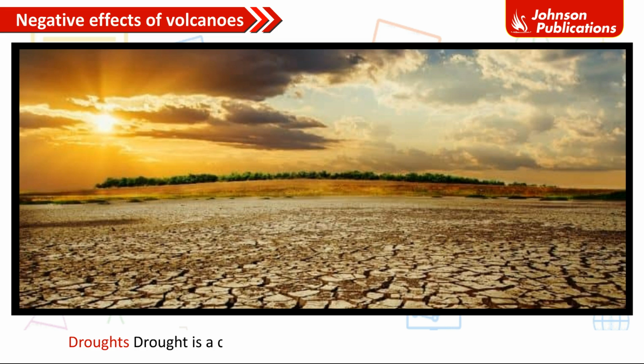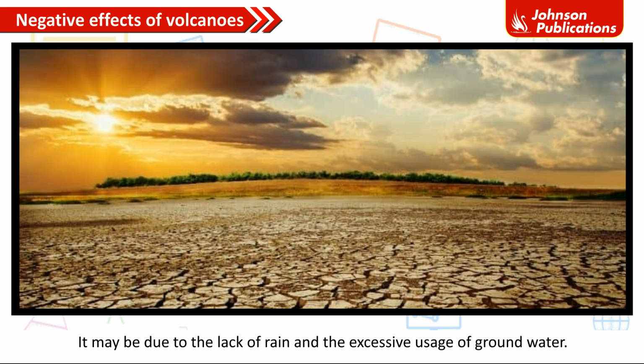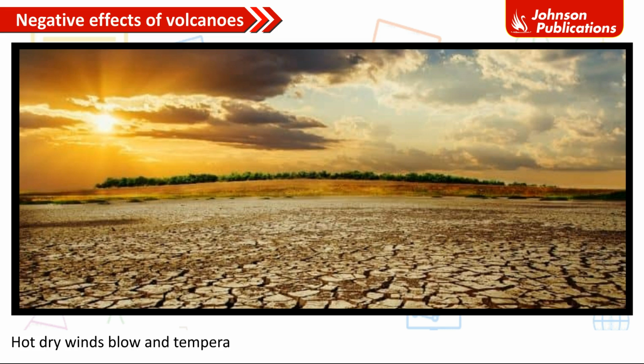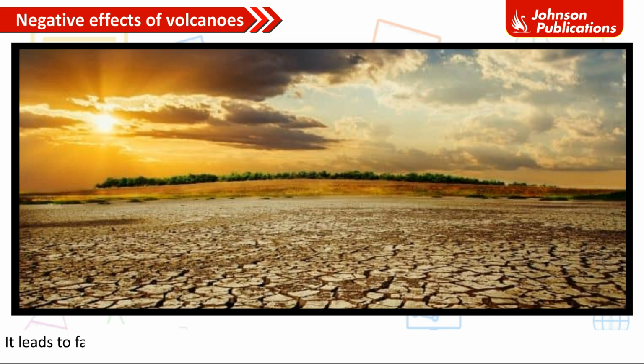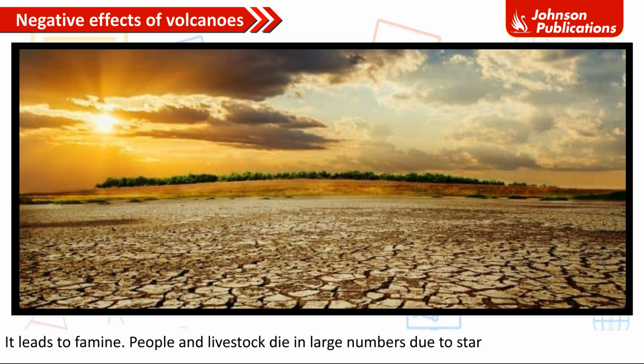Droughts. Drought is a calamity brought about by a severe shortage of water. It may be due to the lack of rain and the excessive usage of groundwater. Hot, dry winds blow and temperature shoots up and all moisture from the ground evaporates. Lands become barren. There will be no cultivation. Food shortage occurs. It leads to famine. People and livestock die in large numbers due to starvation and lack of water.